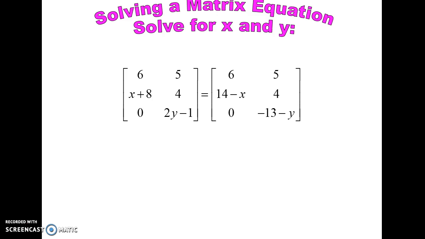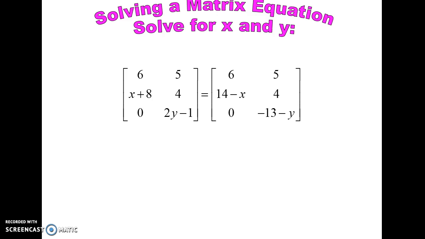So whatever's in the first row, first column in one should equal what's in the first row, first column in the other. So you can see in this example that there's 6 and the 6 are in the same spot, and the 5 and the 5. Okay, they're equal to each other, which means we can solve for x and y by using this concept.